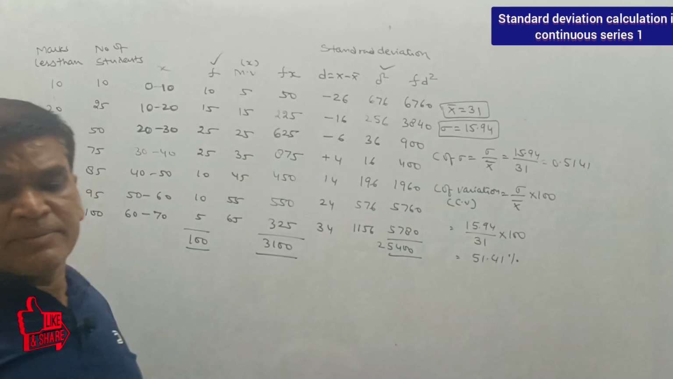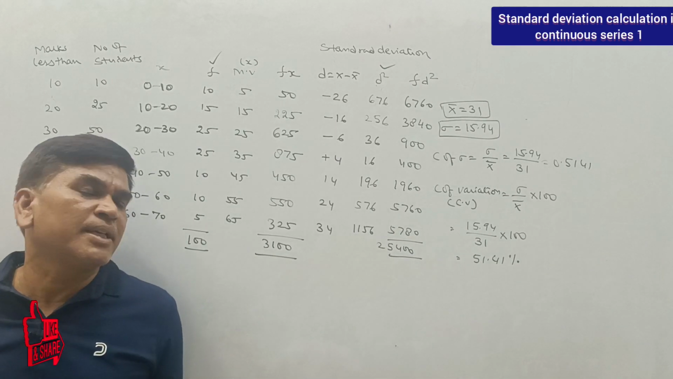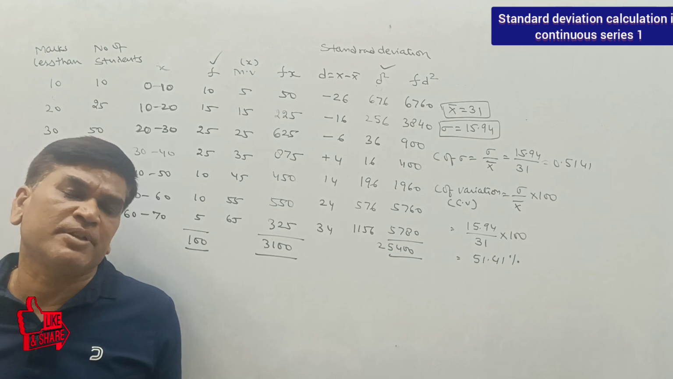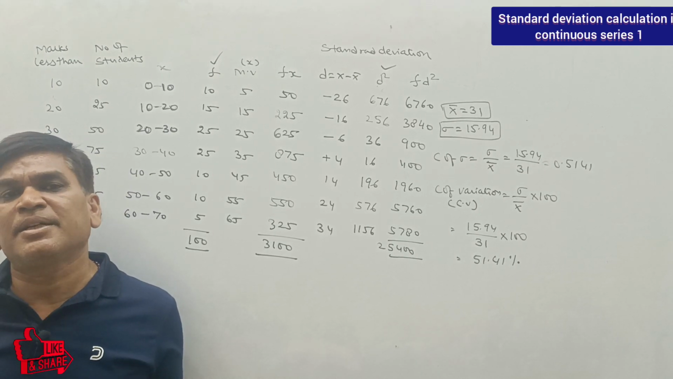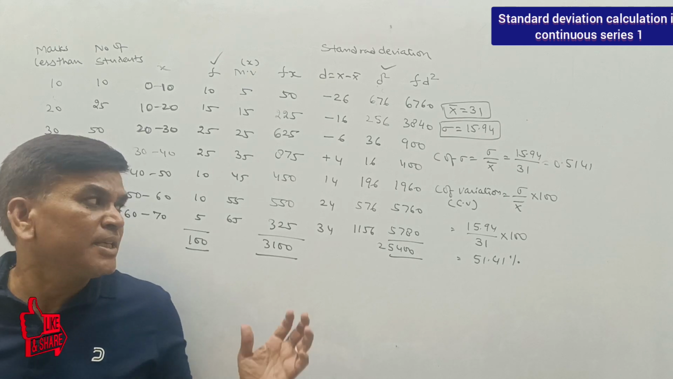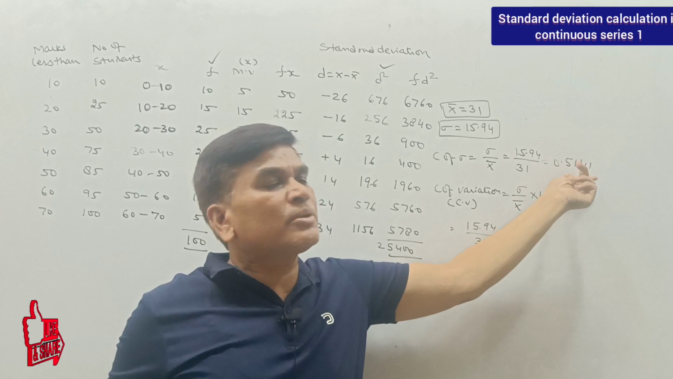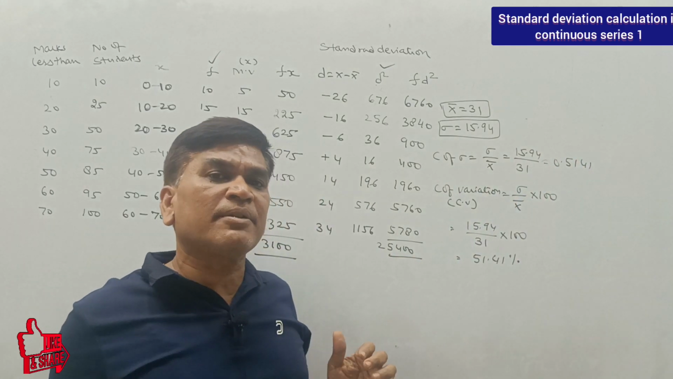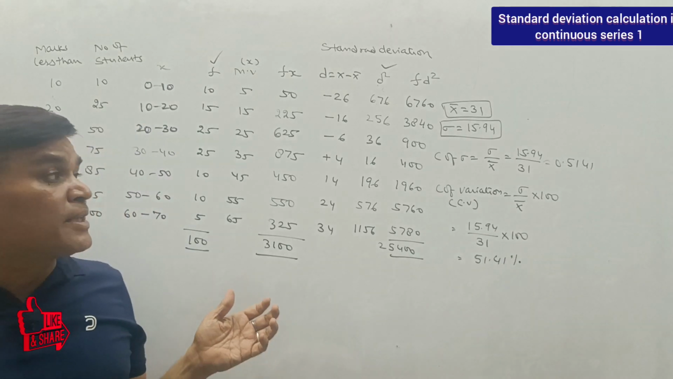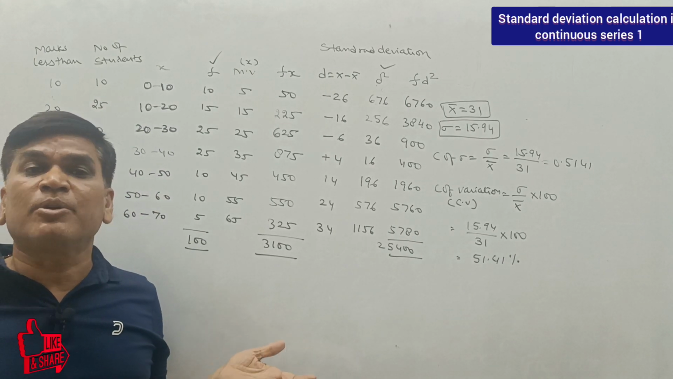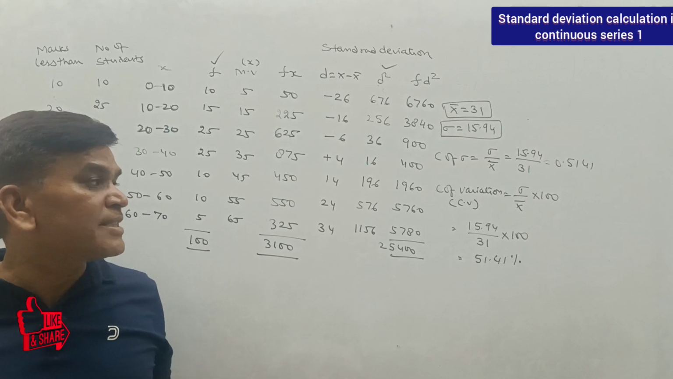For calculating dispersion in two series, the coefficient of variation is very important. If you want to calculate in which series the dispersion is high, then we have to calculate the coefficient of standard deviation in both of the series. In which series the value of coefficient of variation will be high, there will be more dispersion. The series with the lower value has less dispersion.